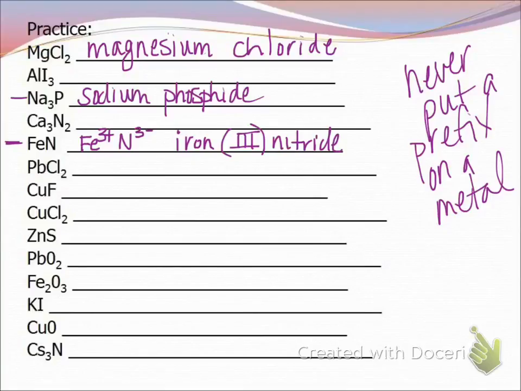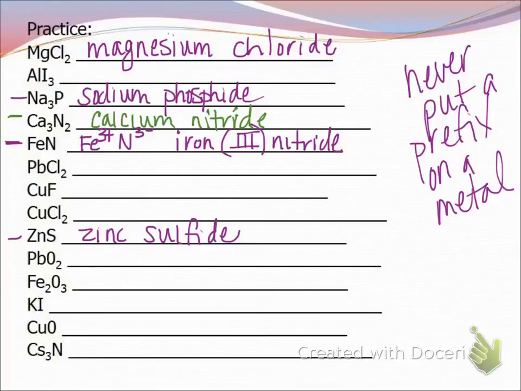I'm going to drop down here and do zinc sulfide. Zinc is one of those exceptions. I know it's a transition metal, but it can only be a +2 charge, so this would just be zinc sulfide. Let's go over here and do calcium nitride because that's on your paper. That's the only way those can go together, so I would say calcium nitride.